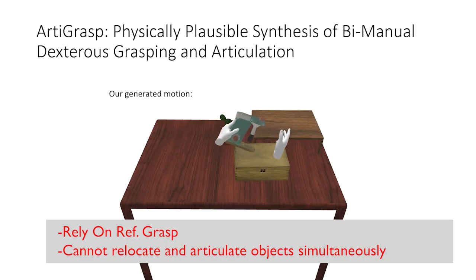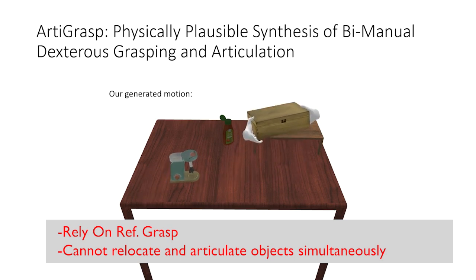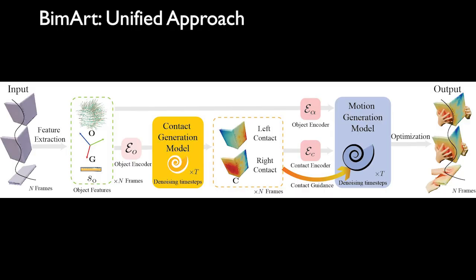ArtiGrasp produces physically accurate bimanual motions using reinforcement learning. However, it relies on a reference grasp and cannot simultaneously relocate and articulate the object. We present a unified approach for bimanual interaction that is neither category-specific nor reliant on a reference grasp.